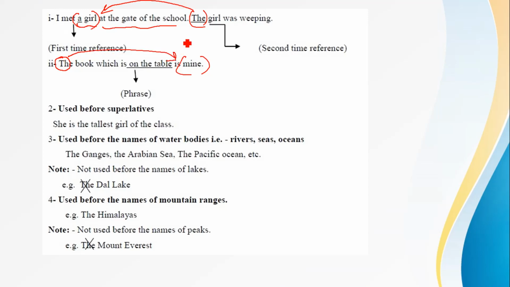Okay, used before superlatives. Superlatives are the highest degree of comparison. The tallest girl of the class. So "tallest" over here is the superlative degree, and we are using "the" before it. Also the names of water bodies, rivers, seas and oceans. So the names which are unique and one of its kind, we use "the" over here. Also used before the names of mountain ranges like the Himalayas, again unique, one of its kind.